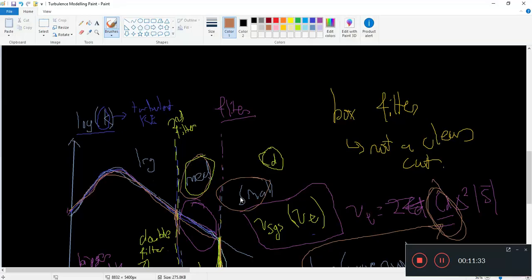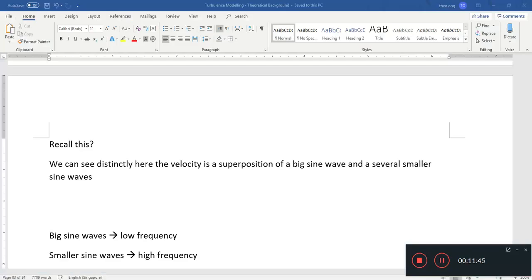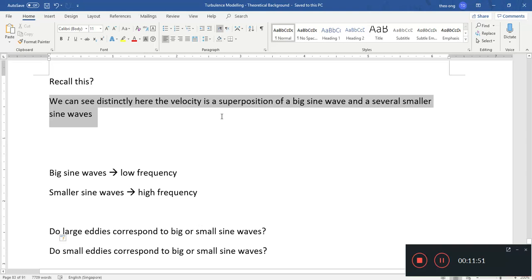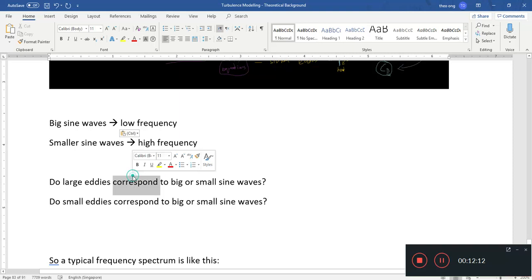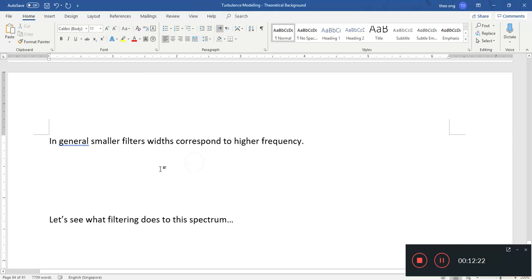Okay, all right, I'll just copy and paste all of this here. And yeah, so this is what we have. We see here that the velocity has a superposition of the big and the smaller sine waves. Big sine waves usually correspond to low frequency. Small sine waves correspond to high frequency. The correct term is high frequency. So big eddies also correspond to low frequency. Small eddies correspond to high frequency. So this is the spectrum we are talking about.